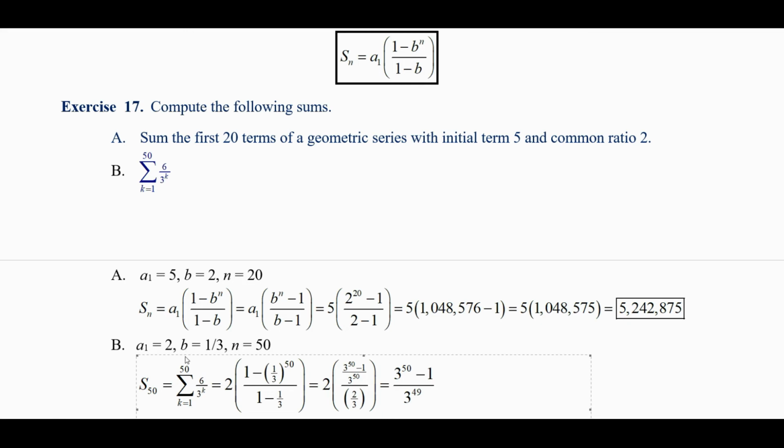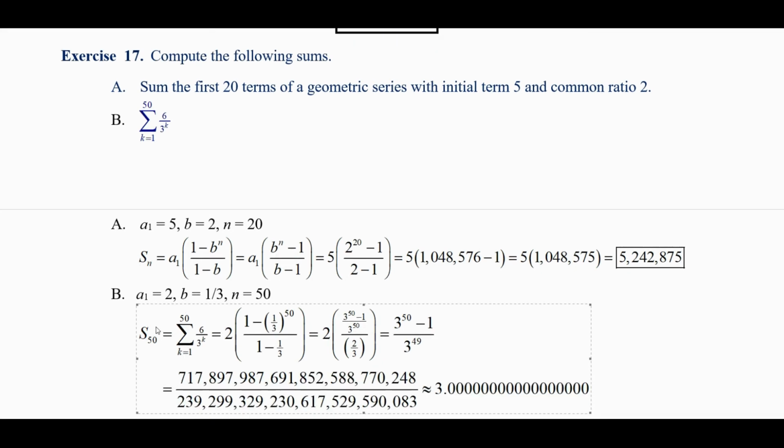All right, so that's that. So pretty simple. Just plug in the formula. The first term is 2, times 1 minus the base of 1/3 to the 50th power, over 1 minus the base. 1 minus 1/3 is 2/3. And then this is 1 over 3 to the 50th. If I look at the top and get a common denominator there, 1 is 3 to the 50th over 3 to the 50th.